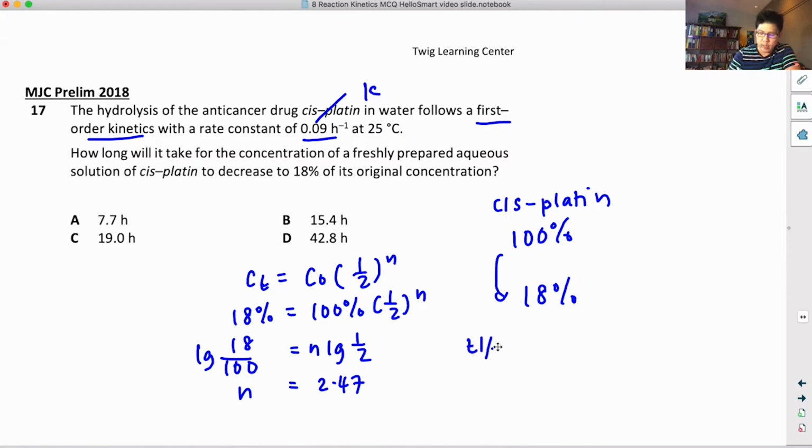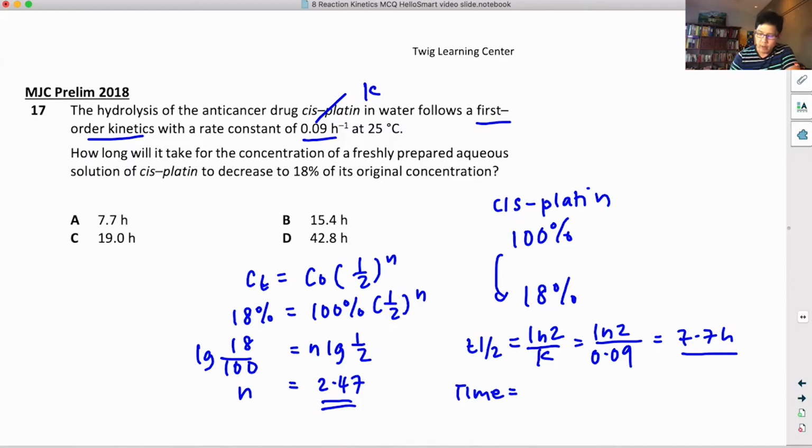So with rate constant k, you can actually also find out the half-life. Can you see that? So this becomes ln 2 over 0.09. You press your calculator, you get 7.7 hours. So this is your half-life, and this n here is the number of half-lives. So the time taken equals the number of half-lives times the duration of a half-life. Once you multiply, you get about 19 hours. So the answer is going to be C.